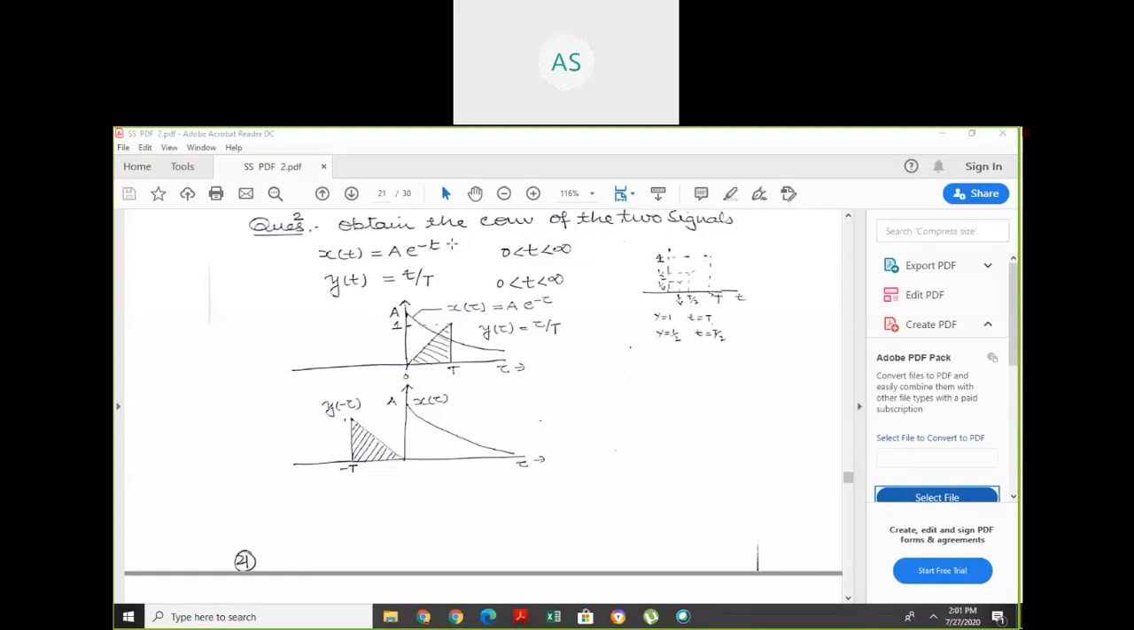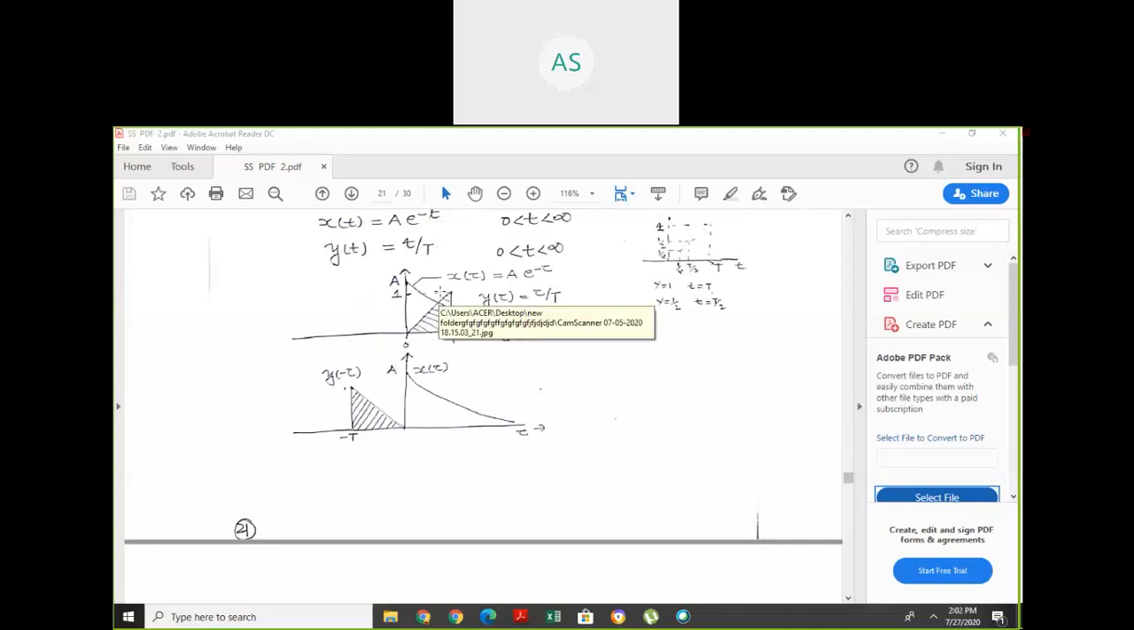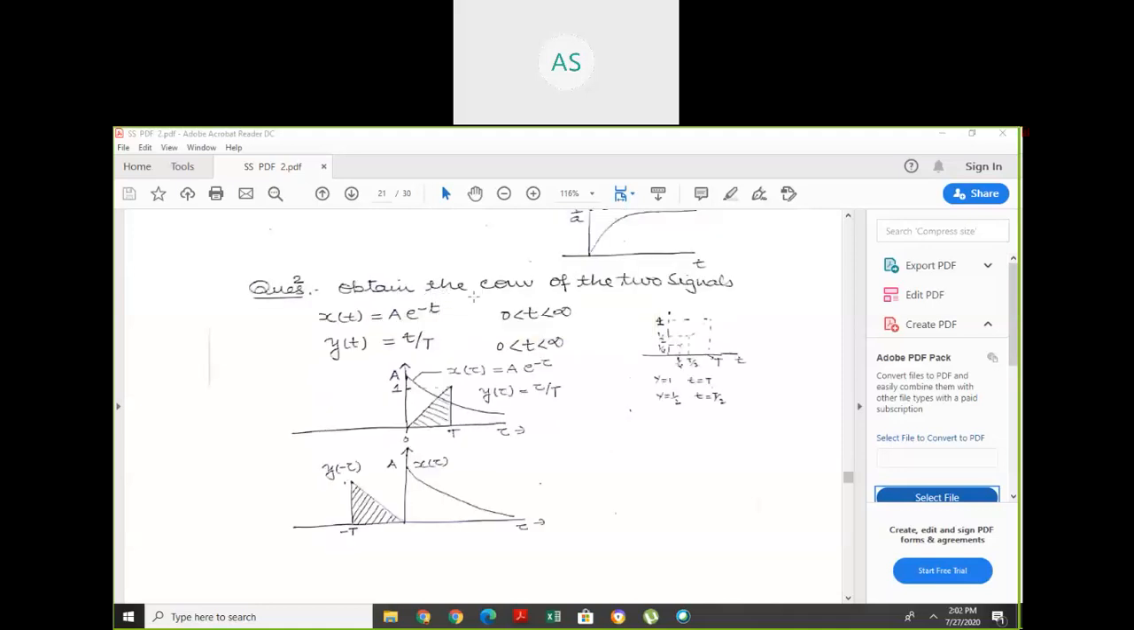Today we will also solve the problems on convolution. Obtain the convolution of two signals. x(t) is equal to a e^(-t) for t greater than 0 and less than infinity, and y(t) is equal to t divided by capital T. Obtain the convolution of two signals by graphical method.